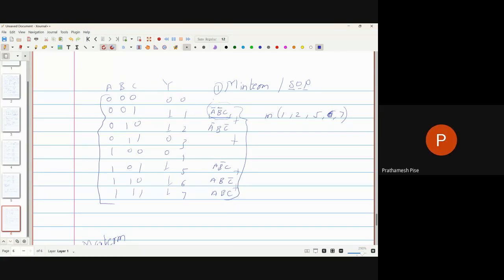Okay. So what we are doing here, if you take, let's see, what will be the minterm of this? It will be just A bar, B bar, C bar, right?